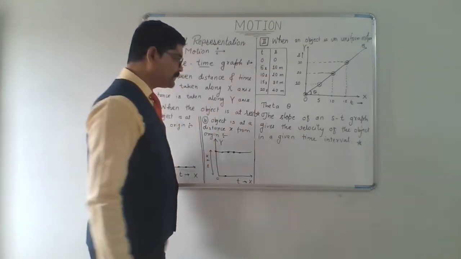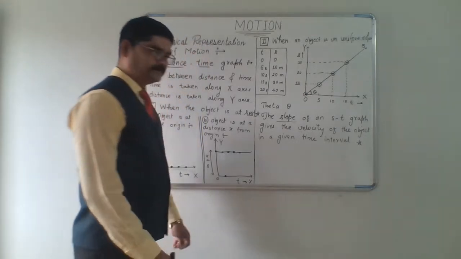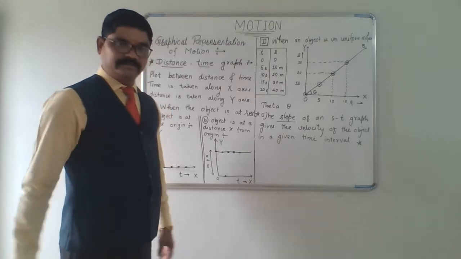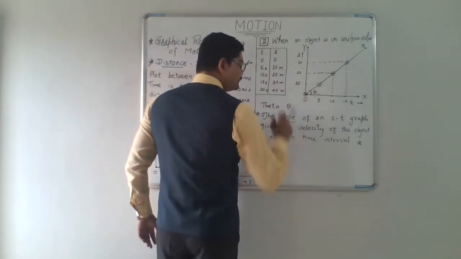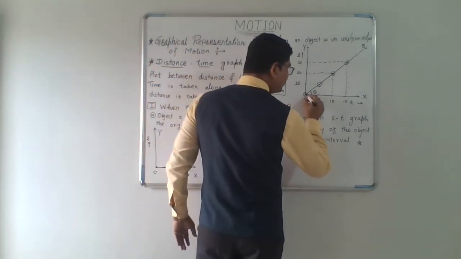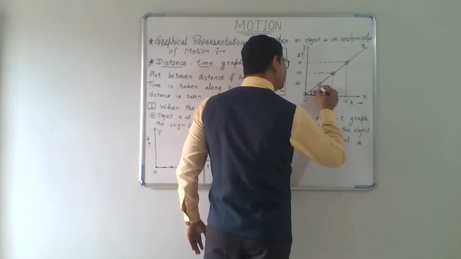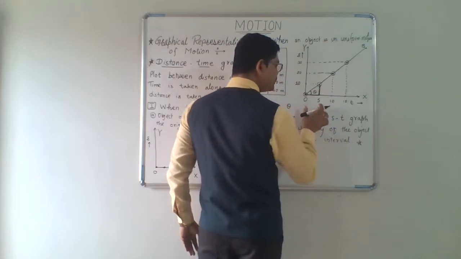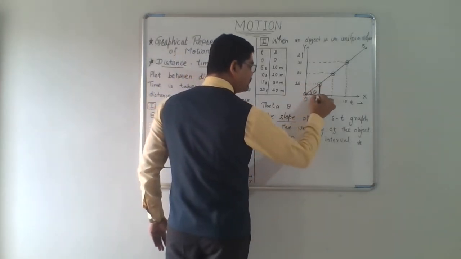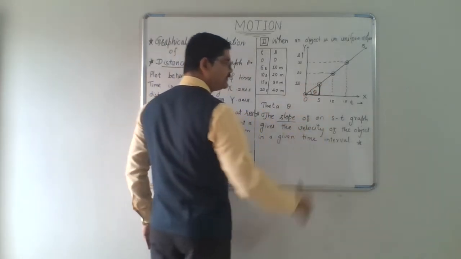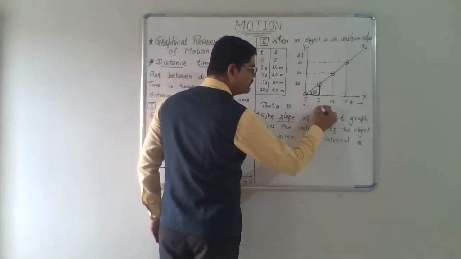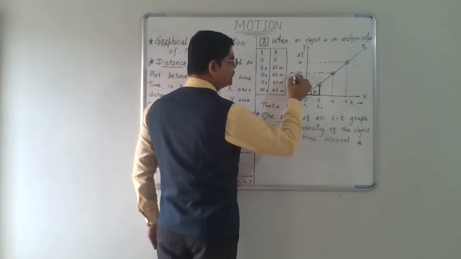What does this mean? Slope. What is the slope and how to calculate the slope? Suppose we want to find out the velocity of the object in the interval 0 to 5 seconds. So, in this case, this will be the time interval delta t. This will become t1, this will become t2, s1, s2.